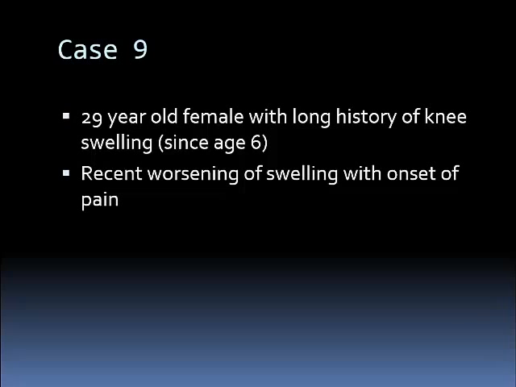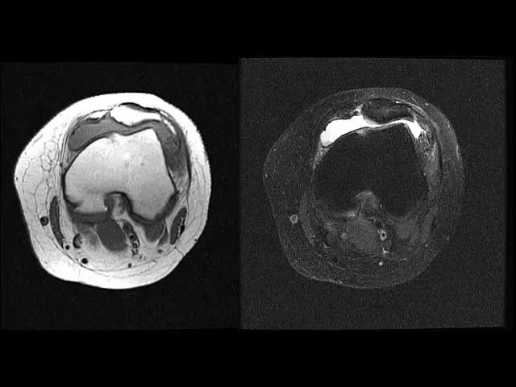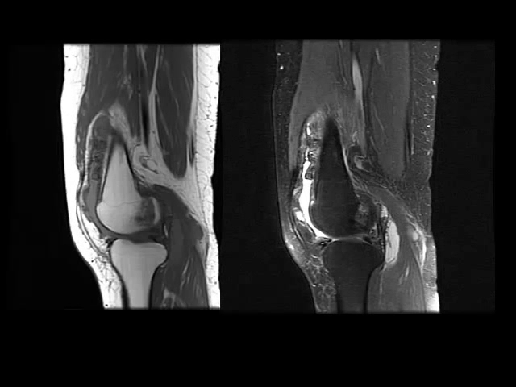So case 9 is a 29-year-old female with a long history of knee swelling that's been occurring since age 6. She has recent worsening of the swelling with onset of progressive knee pain. An MRI was done that showed some joint fluid and some synovial thickening. Interestingly, you'll notice that the process in the articular space is low in signal on both T2 and on T1.